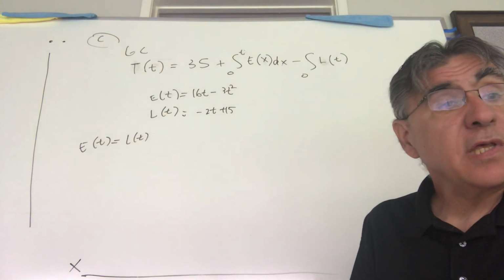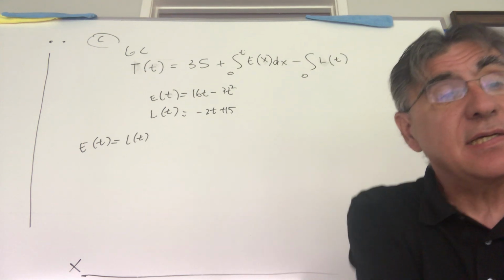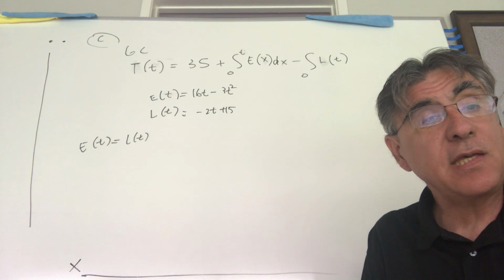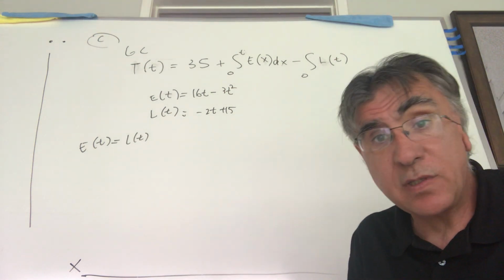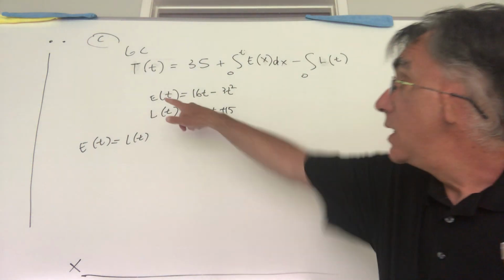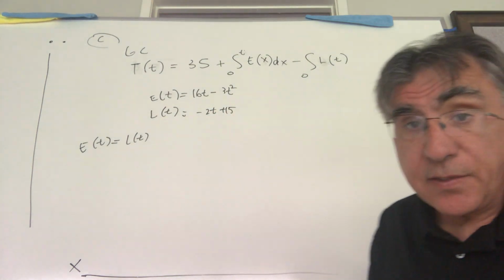Okay, we're looking at 6C. 6C is back to the water going into the tank and water going out of the tank. Bananas going onto the shelves, bananas going off the shelf. People going into the store, people going out of the store. E is the rate at which they're entering. L is the rate at which they're leaving.